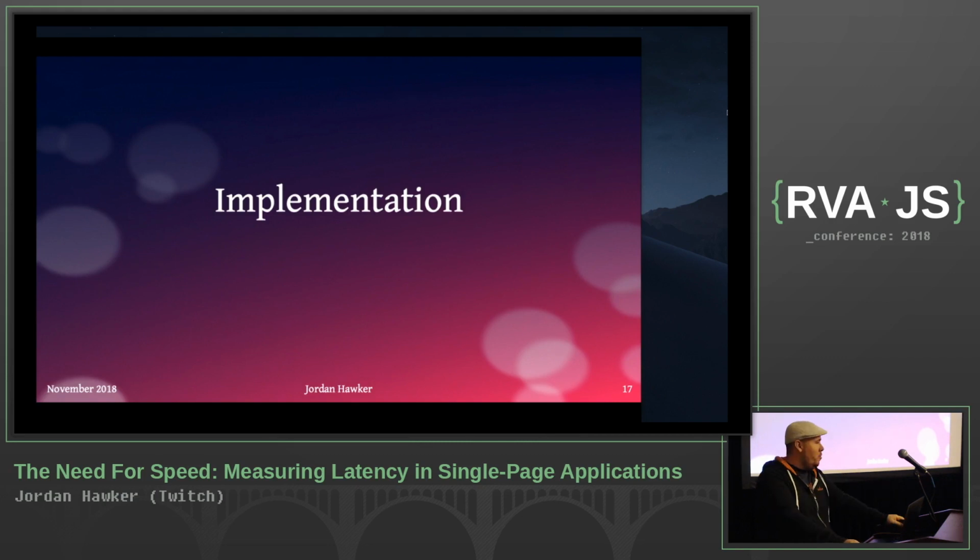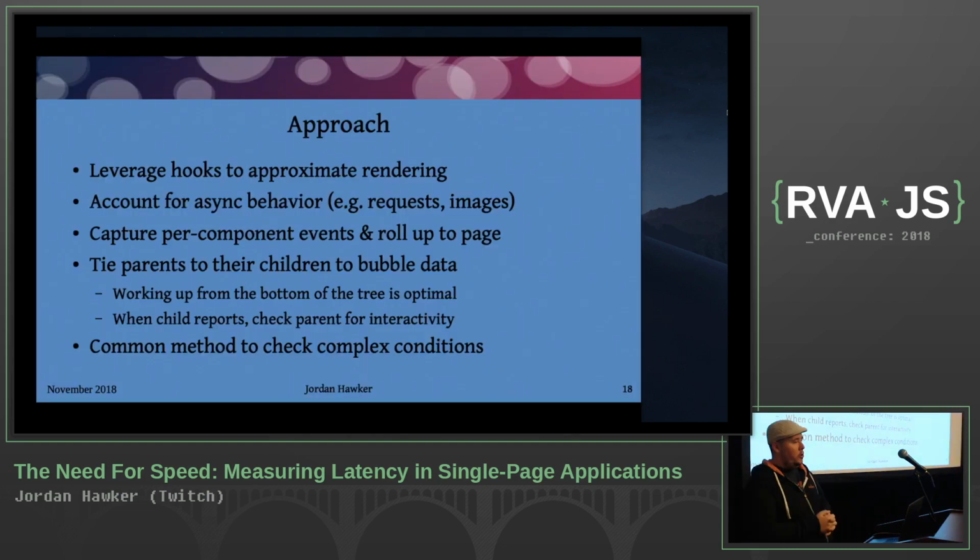You guys might be using other frameworks, and I'm not going to claim to be an expert in all of them, but I really just want to give you the concepts for how you could start thinking about writing this code if you wanted to architect this within your application. So the overall approach is to leverage lifecycle hooks within your components to approximate the rendering process, right?